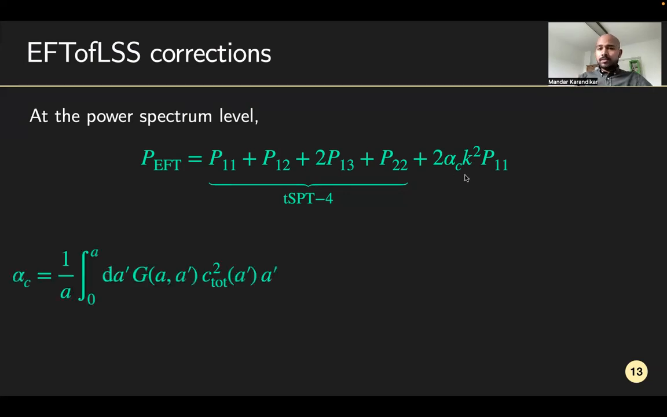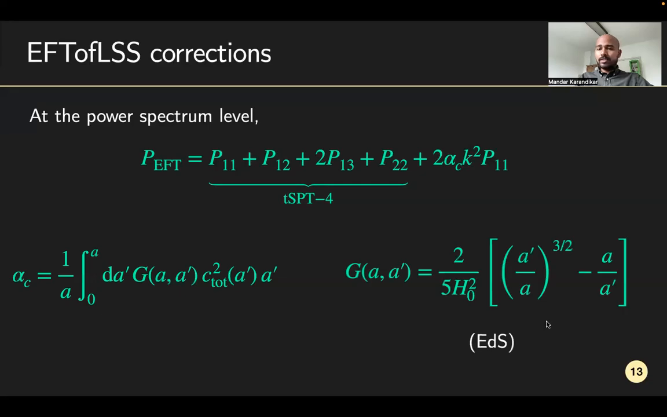So now the correction term alpha C is an integral over the past C square measurements. So you measure C square at all times, you integrate over the past, and then you have a weighting function, which is this Green's function. This is obtained by combining the linearized versions of the mass and momentum conservation equations and then solving them. And in Einstein de Sitter, this takes a rather simple form. It's a combination of these two kernels.